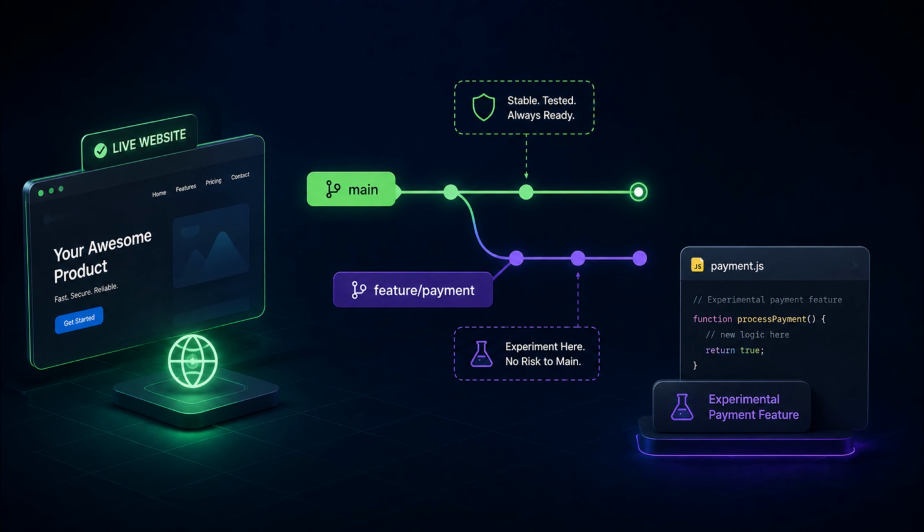Now, let's talk about the single most critical concept in modern development, branching. Imagine you have a working website live on the internet, and you want to test an experimental payment feature. You do not want to write risky code on your main branch. Instead, you create a separate workspace called a branch.